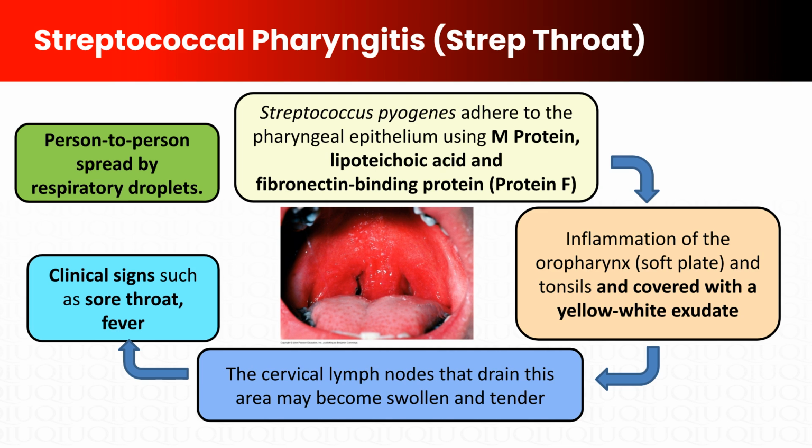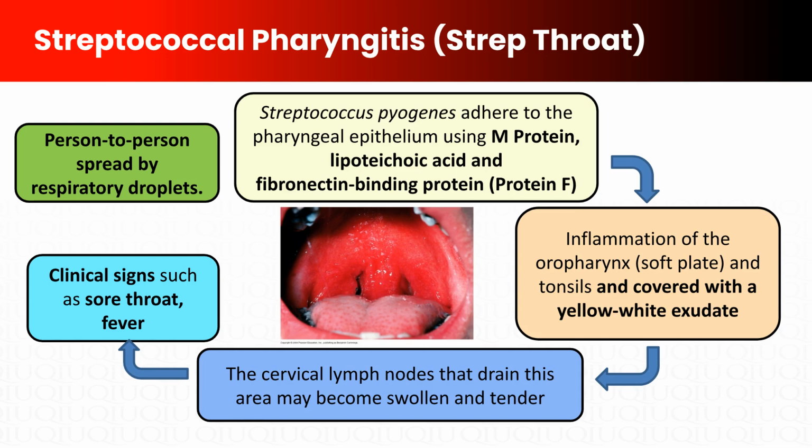Second is lipoteichoic acid, which is a component of the bacterial cell wall that facilitates initial binding to epithelial cells. Third is fibronectin-binding protein, also called protein F, which binds to fibronectin on host cells, providing strong adhesion. Once adhered, the bacteria multiply and cause inflammation of the oropharynx, particularly affecting the soft palate and tonsils.